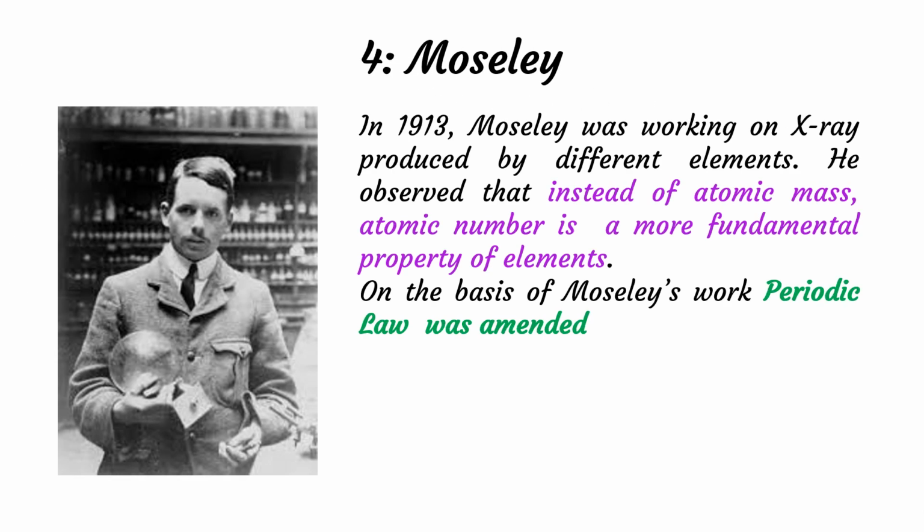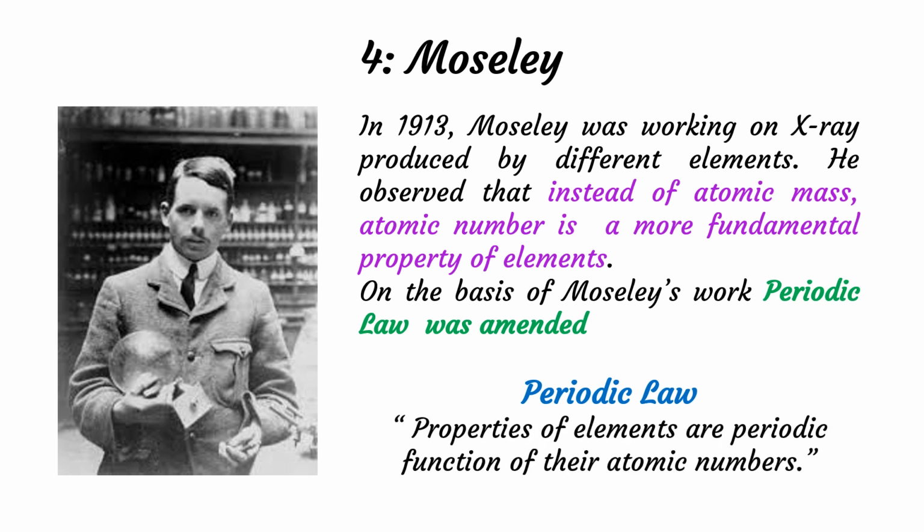In 1913, Moseley was working on X-rays produced by different elements. He observed that instead of atomic mass, atomic number is a more fundamental property of elements. On the basis of Moseley's work, the periodic law was amended. What is the modern periodic law? According to the modern periodic law, properties of elements are a periodic function of their atomic numbers.